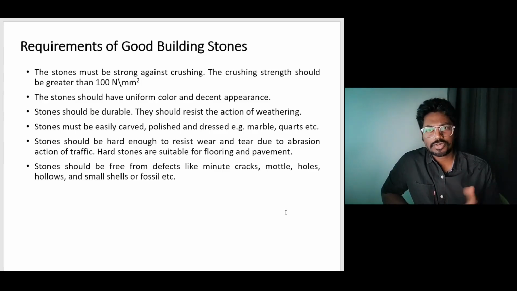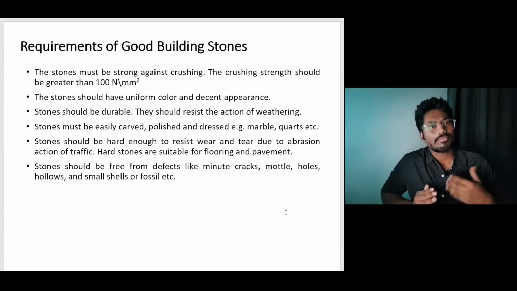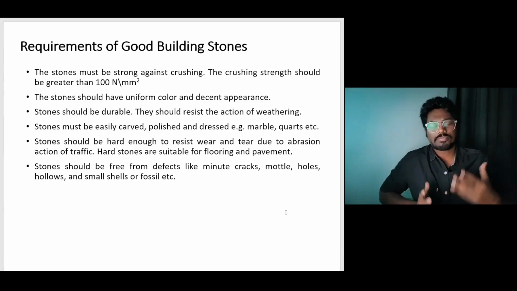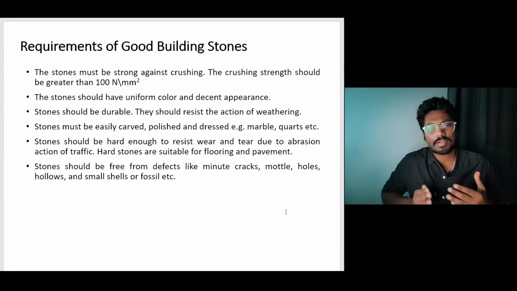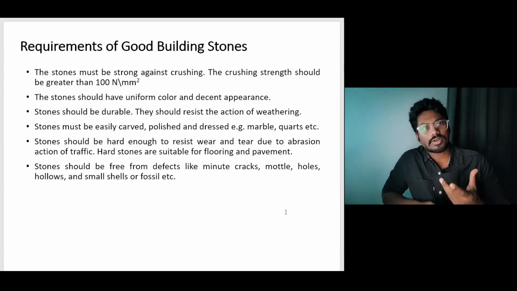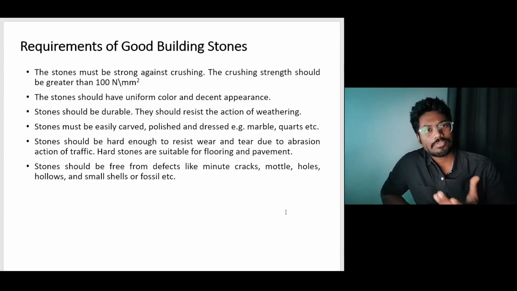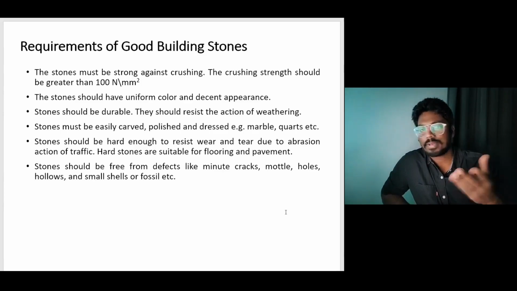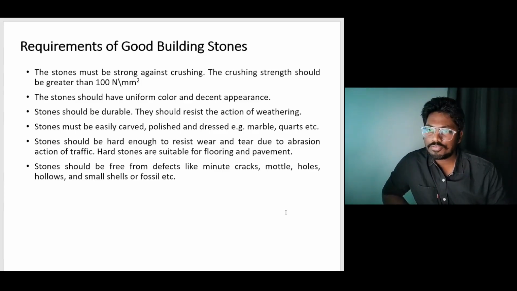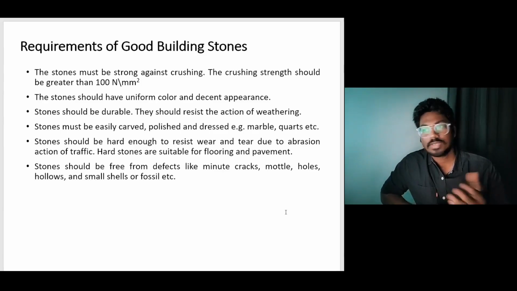Next, stone should be durable. It should resist any action of weathering. Like I said, there's a huge amount of weathering that is involved in rocks, and these rocks are continuously under some sort of stress, by virtue of temperature changes, by virtue of rain, by virtue of frost. All these weathering phenomena that might occur on a rock are all the reasons why a rock is undergoing stress. The same thing will apply to the stone as well. So even if a stone is viable for such stresses that can happen by virtue of weathering, stone should be hard enough to resist wear and tear during abrasion action of traffic.